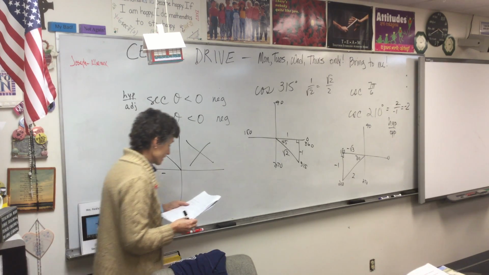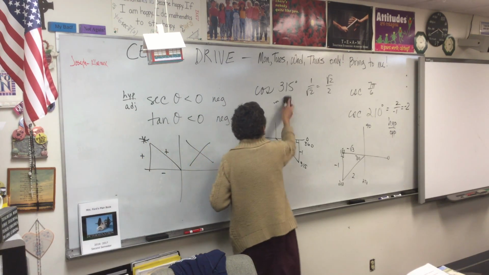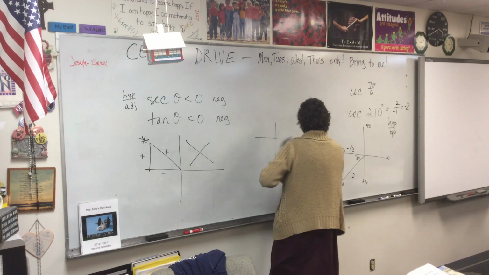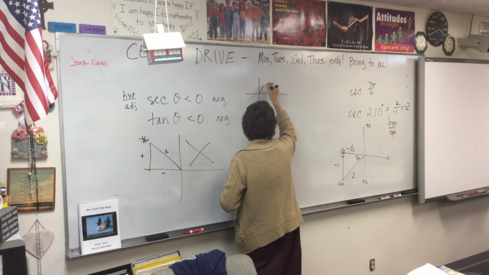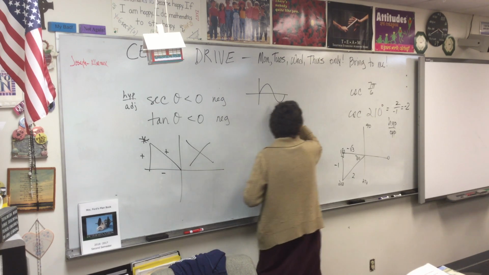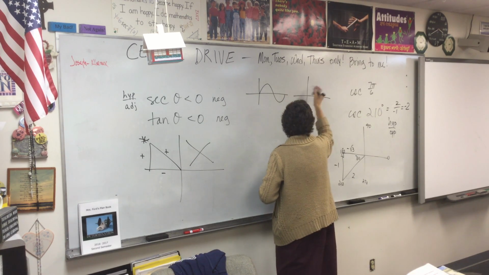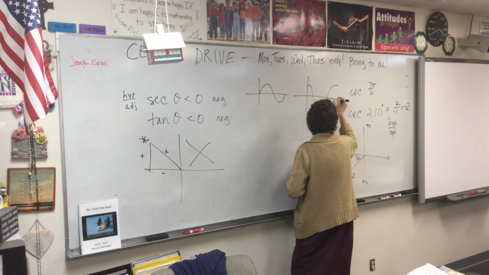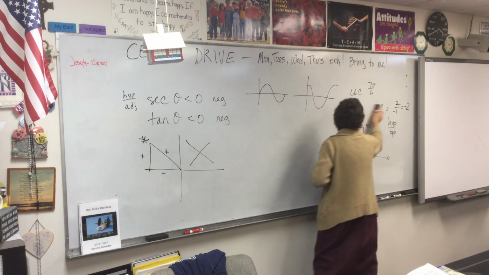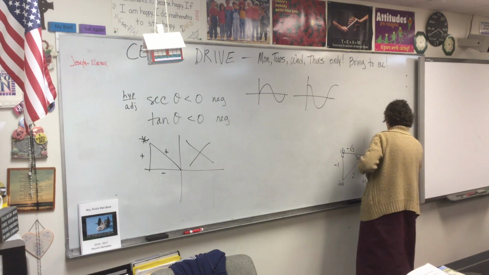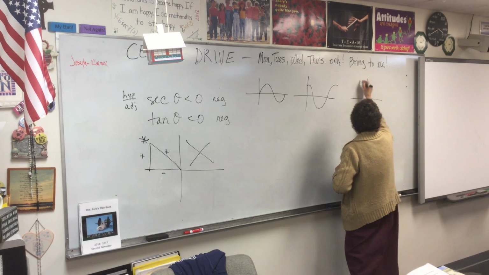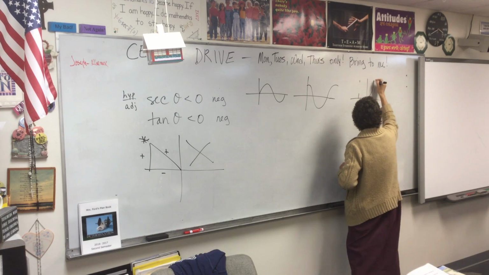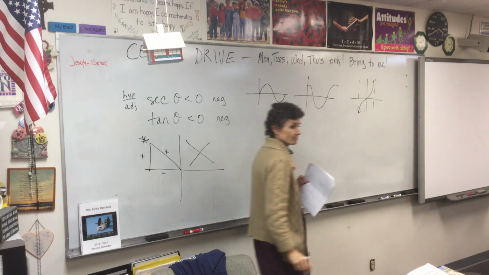Okay? Right now we're sketching. So what we need to remember is what the sketches look like. Which one's that? That's sine. This one is cosine. Everybody knows that. Yeah, I hope so. And this one is the tangent.